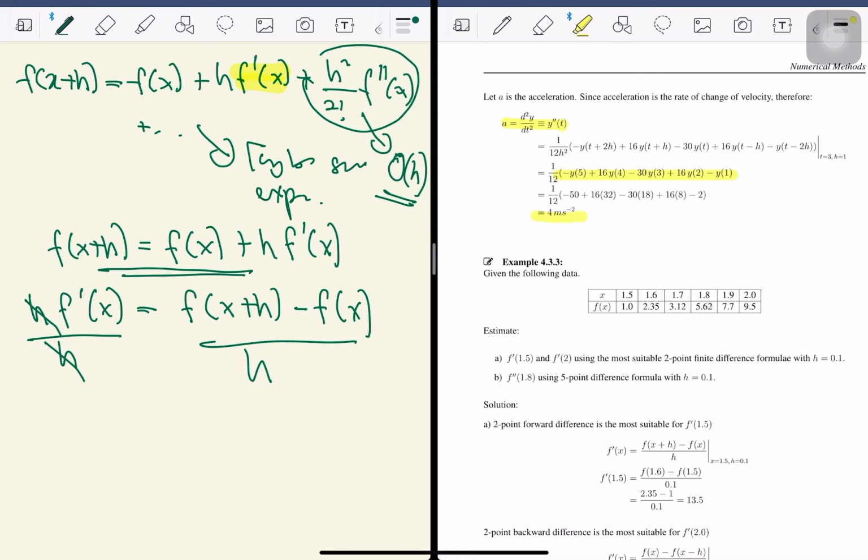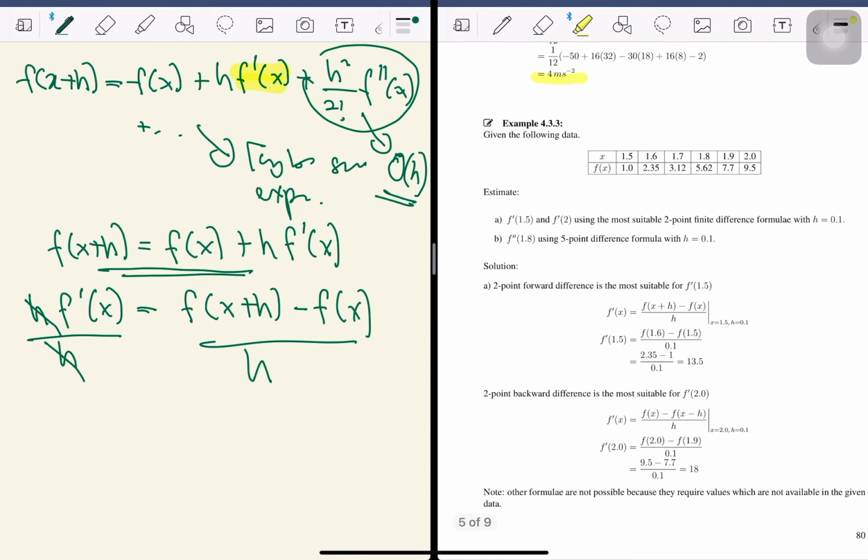But this is the idea of how you get the answer, on how you interpret the data given, or interpret the information given in the question. So let's move to example 4.33. The question asks you to estimate f prime at a certain point using the most suitable 2-point finite difference formula.